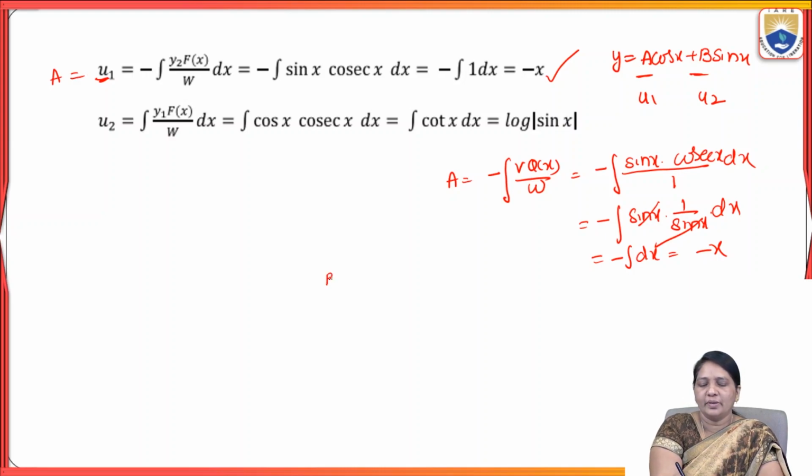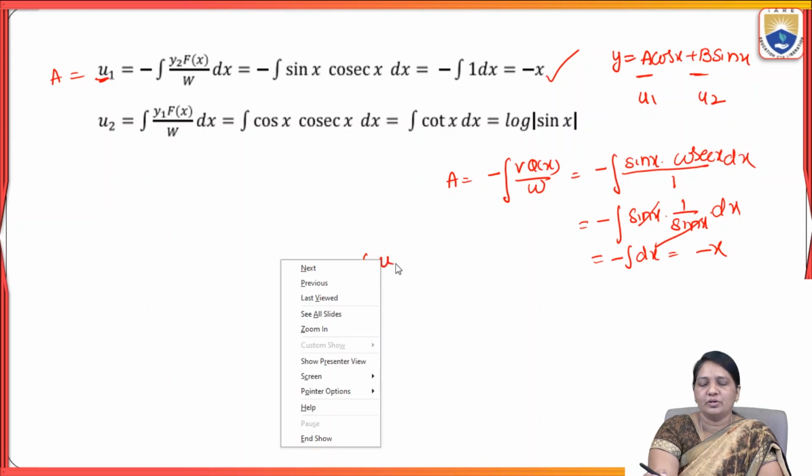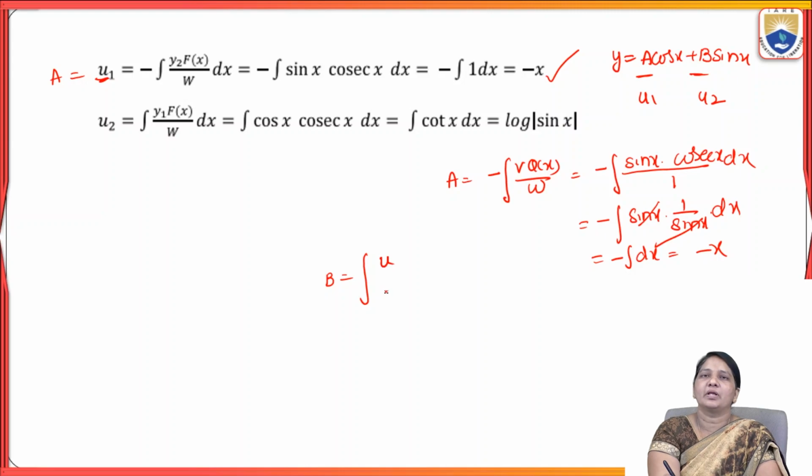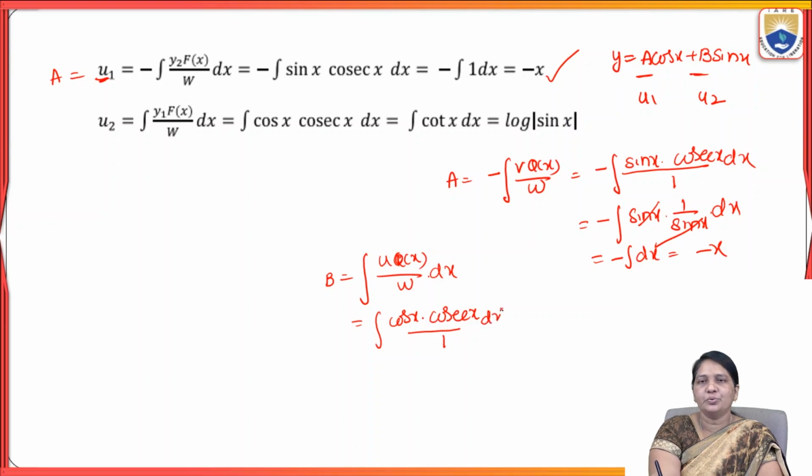Now we are going to find the b value. What is the formula for the b? Integral y1, or u. Here in place of y1 I am taking u. So u into q of x by w into dx. What is the u value? The u value is cos x, into cosecant x, by the w value which is 1, into dx. Now the integral of cos x into cosecant x is cos x by sin x into dx.